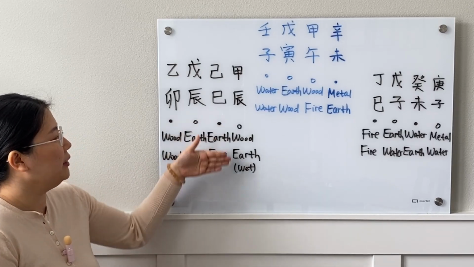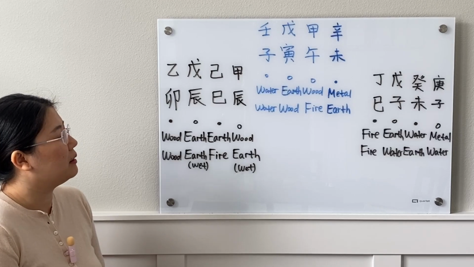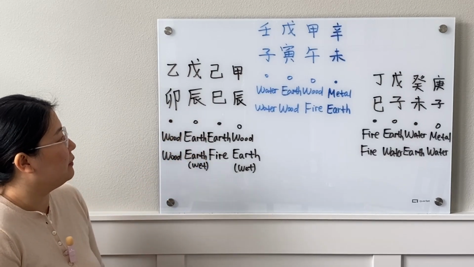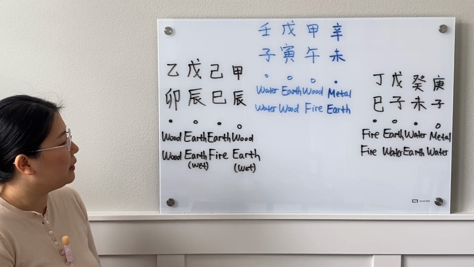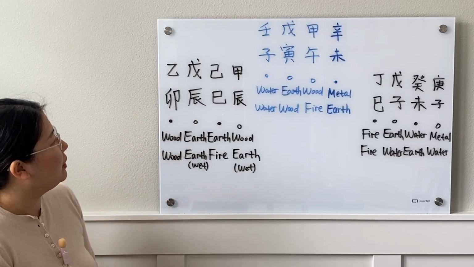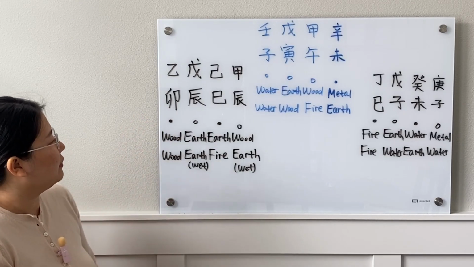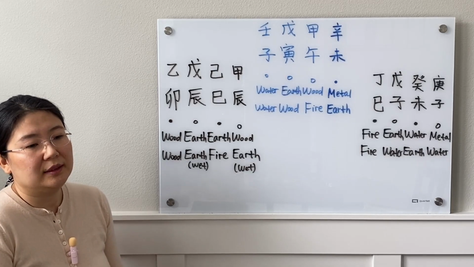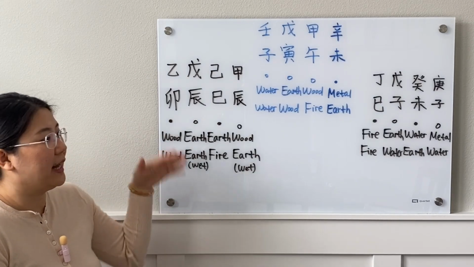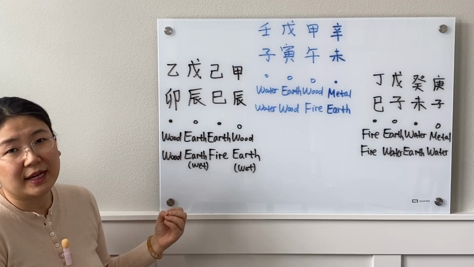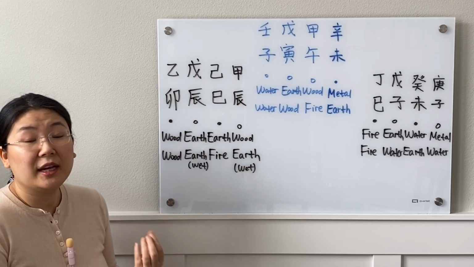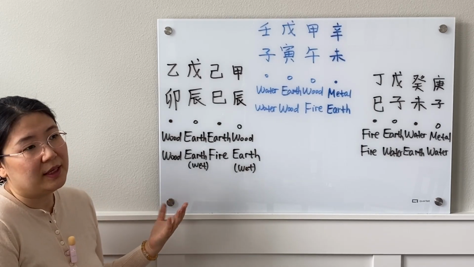So you have this annual pillar of young wood and young earth, the monthly pillar of Yin Earth and Yin Fire, the daily pillar of young earth and young earth, and the hourly pillar of yin wood and yin wood. And the first step of a Bazi analysis process is to assess the condition of my daily master, which is my focal point. Am I strong?